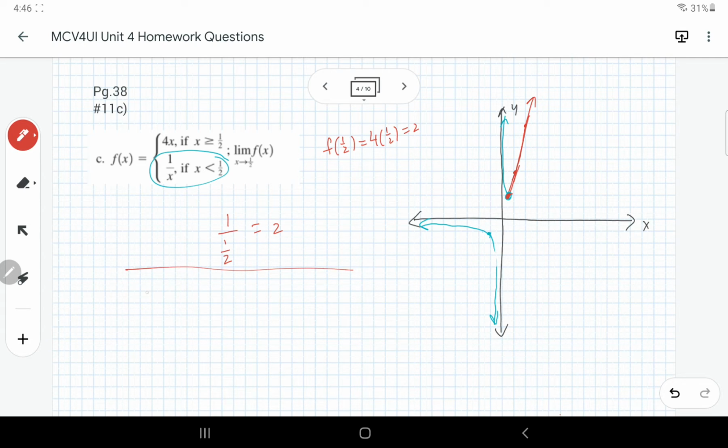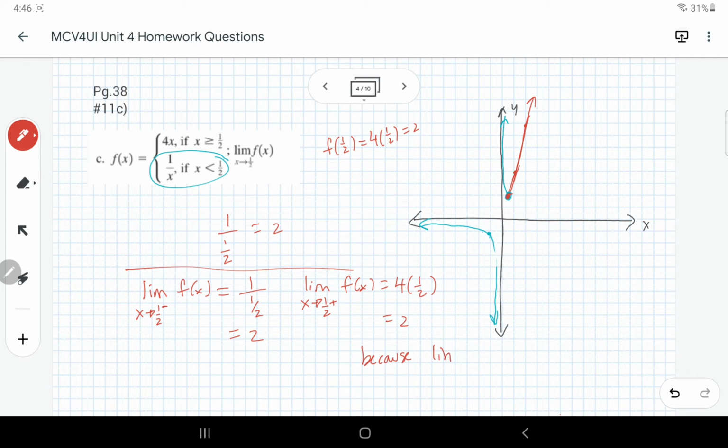So if you were evaluating the limit as x approaches 1/2 from the left of f of x, that would be using the blue function, the rational function there. So I would say that's 1 over 1/2, which is 2. And the limit as x approaches 1/2 from the right of f of x, now you're going to use the 4x, which is also 2.